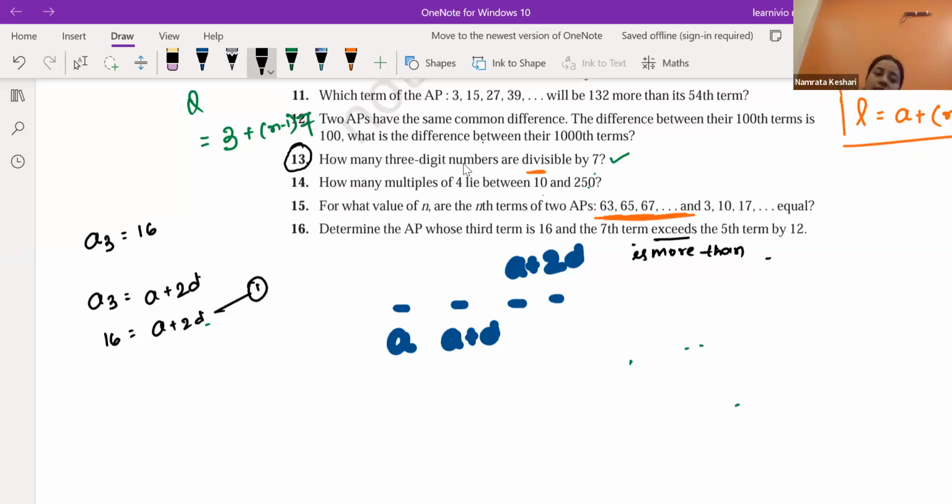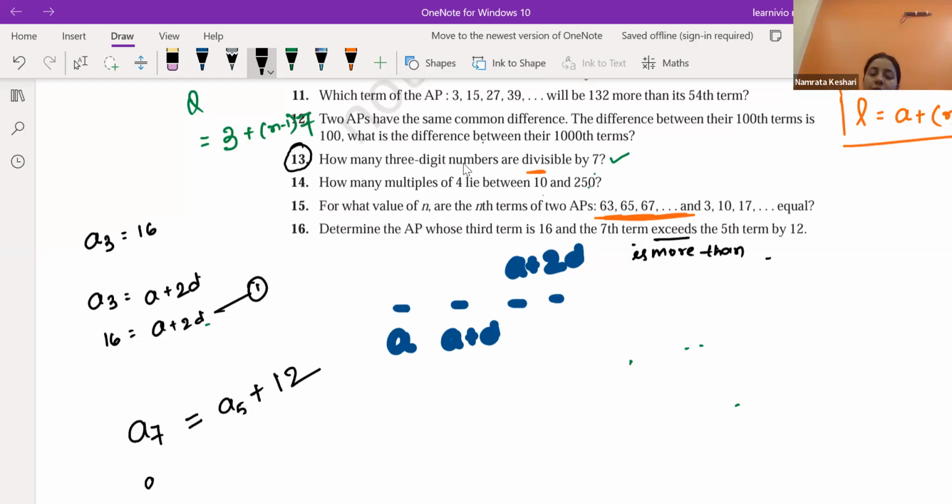Okay, so you can say the seventh term is equal to more than the fifth term by 12. That means 12 added to the fifth term. Are you getting it, everyone?